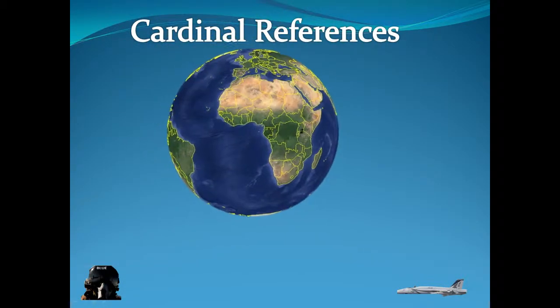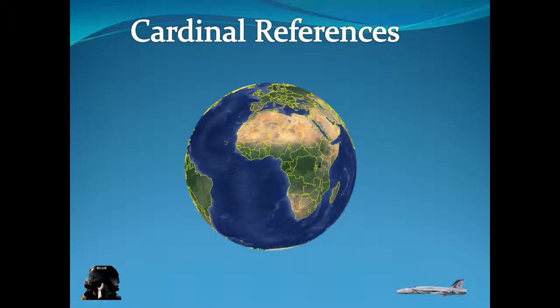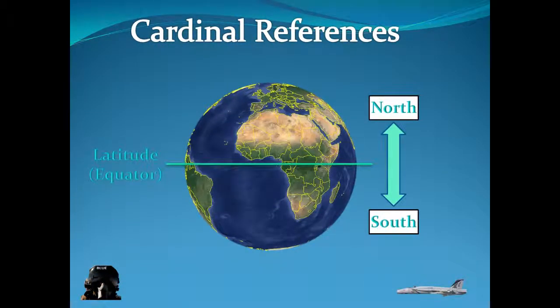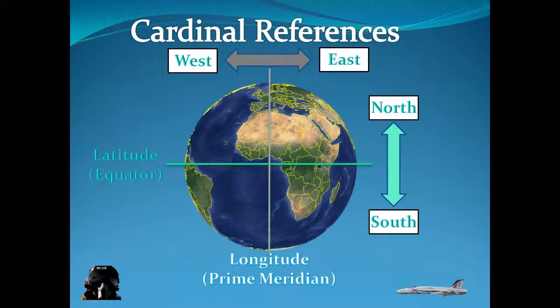Cardinal reference. So there's the globe. Now, there's a latitude, which is at the equator, and that's what determines if a GPS coordinate is north or south. There's also the longitude, which is lined up with the prime meridian, and that's what determines if you're east or west in your GPS coordinate. So far, so good.